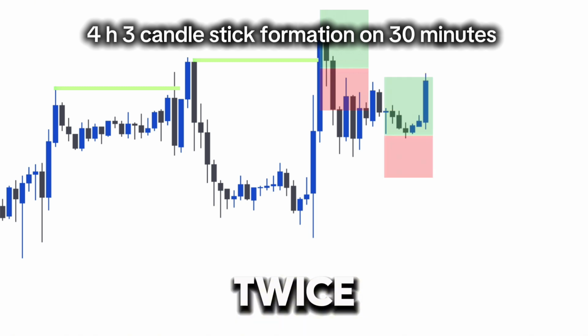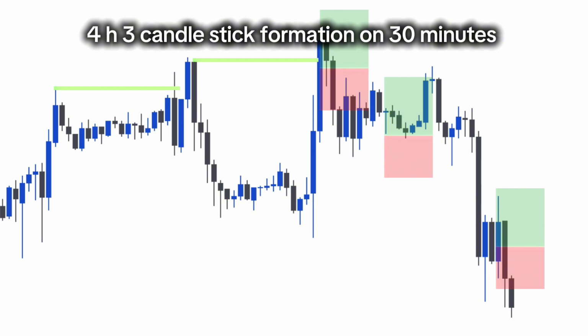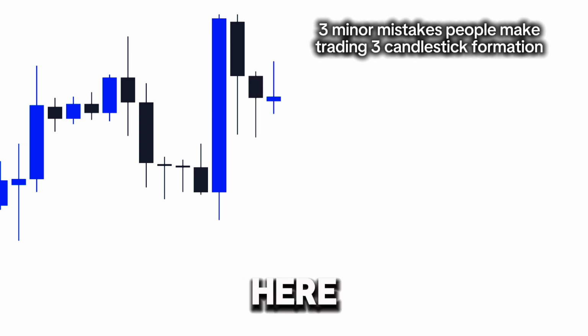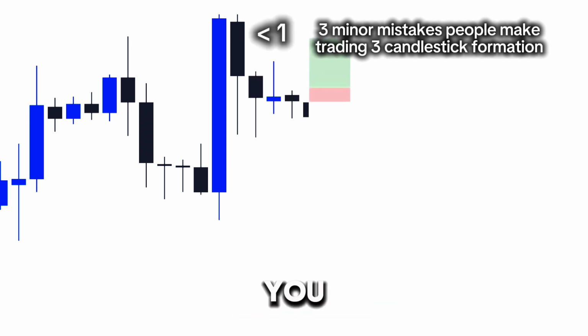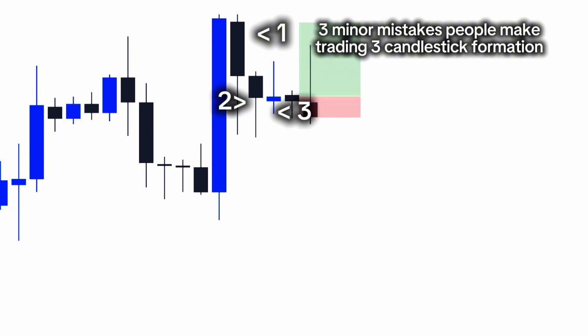Not once, not twice, because you don't understand the manipulation going on. But that said, don't make this minor mistake of thinking this is where the 3 candle formation starts from, and start marking it from here. Because if you do this, you'll lose 80% of the time.